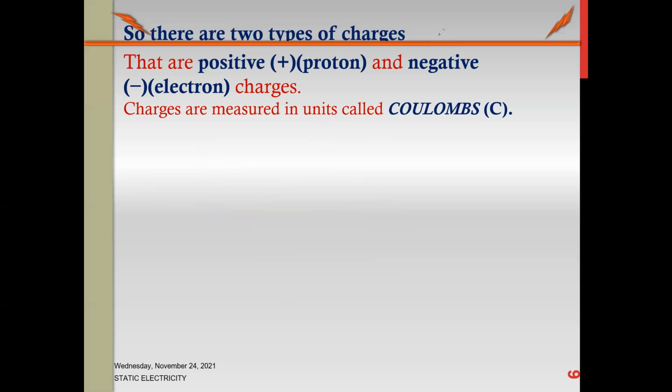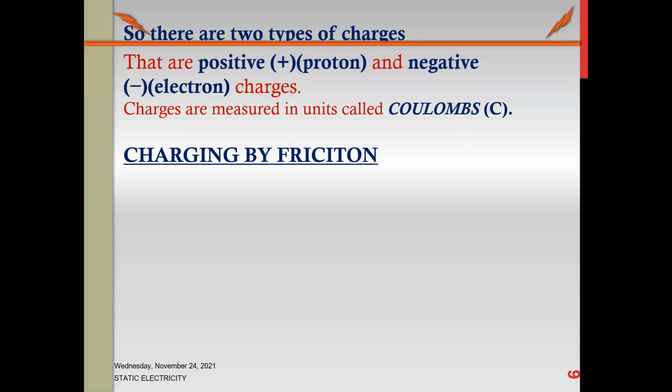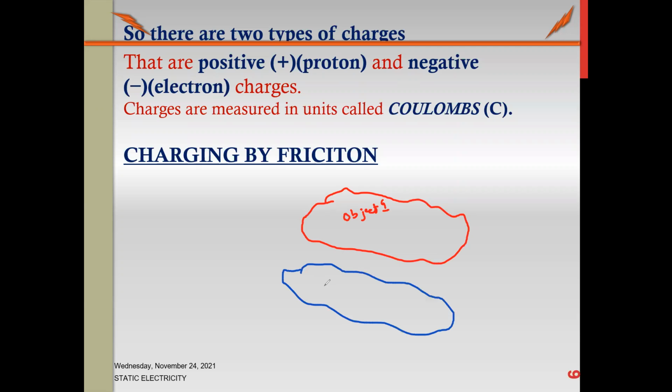How can an electron be lost or gained? There are different ways by which we can move the electron. Number one is by friction. What is the concept of friction? If we rub two surfaces, like we have two different materials, say object 1 and object 2, we have two different surfaces, and we are rubbing them together.